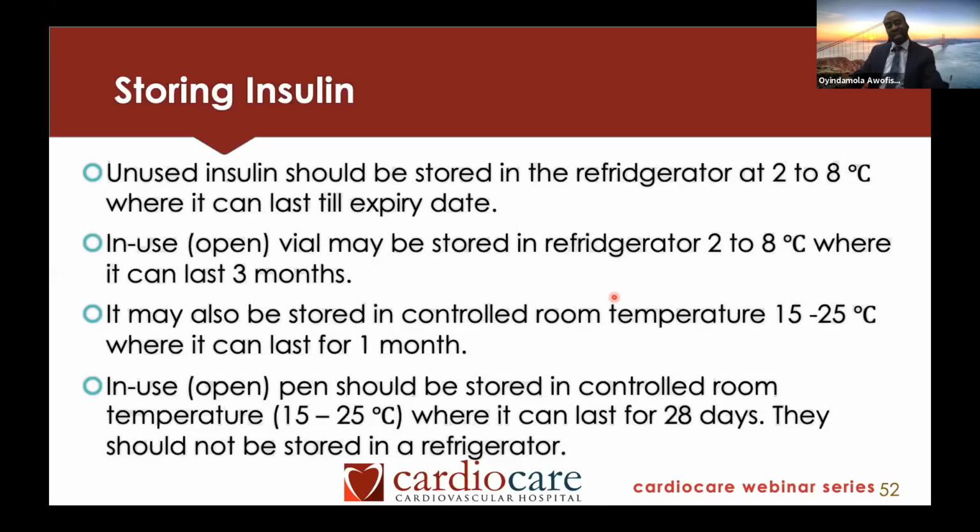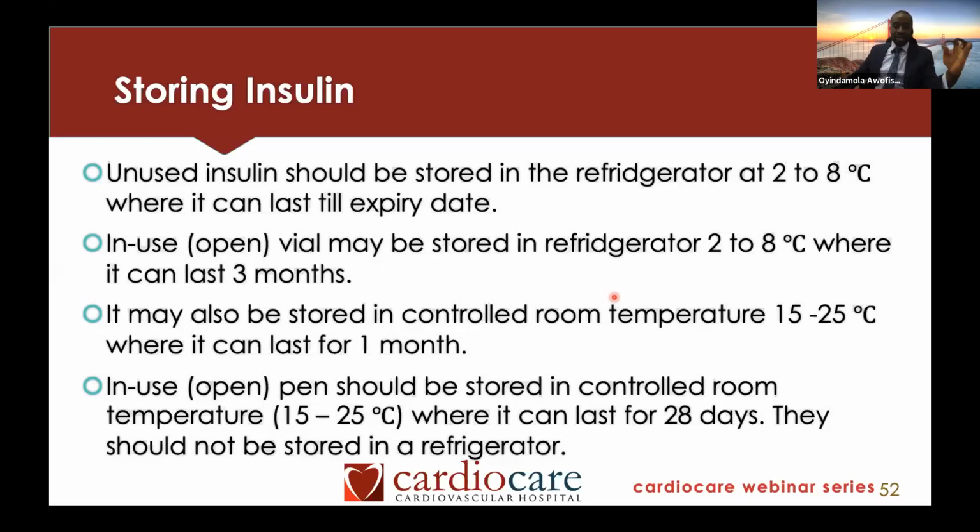Okay, it can also be stored in a controlled room temperature. Controlled room temperature means at room temperature, but not somewhere that is too hot, where it can last for up to a month. So it can be somewhere cool at the side of your table, just somewhere cool in the house, not like beside the window, for example, where there's direct sun rays coming in. Okay, so we can store like that, where it can last for up to a month.